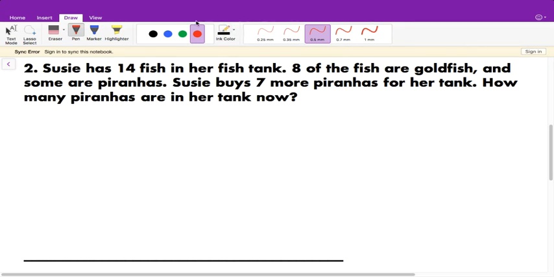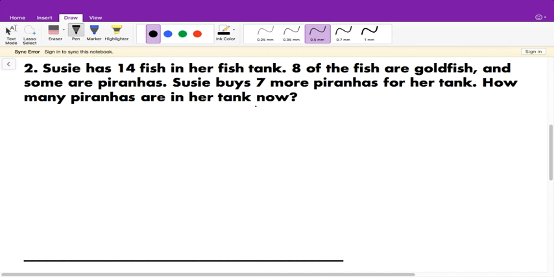Okay, so I need to look at the question. The question is telling me that it is a start change result. What key word do you see in this question that is telling me that? Let's read the question one more time, and I want you to think about what word is letting me know that. How many piranhas are in her tank now?